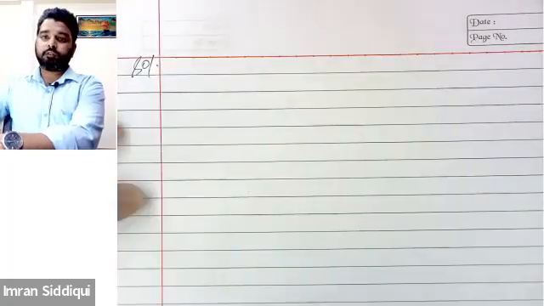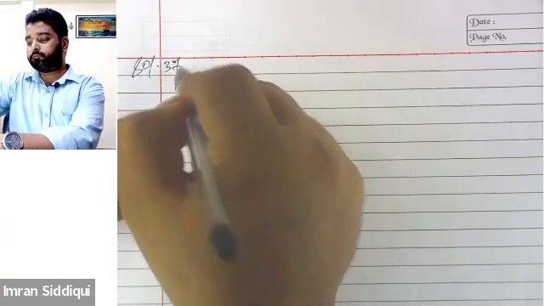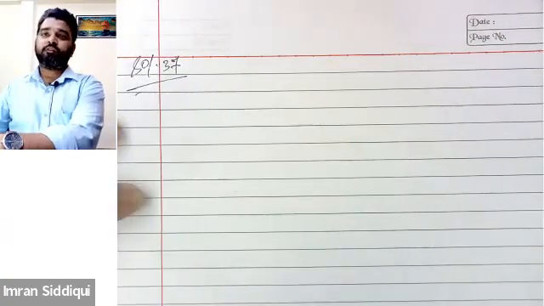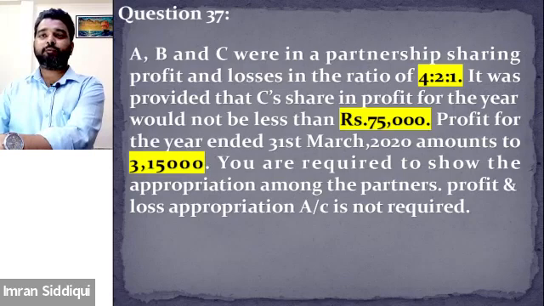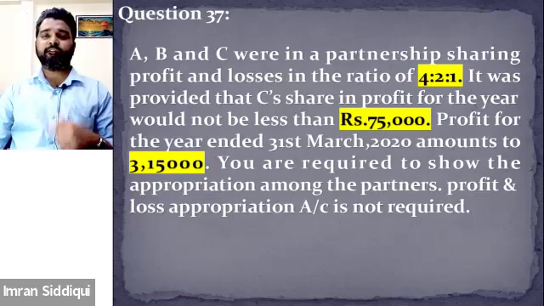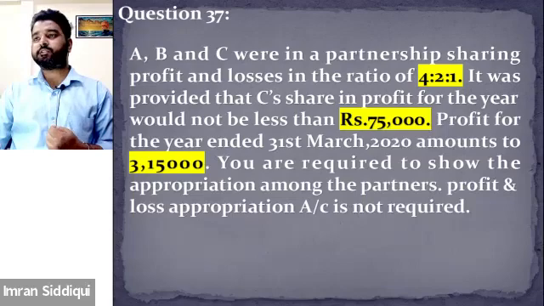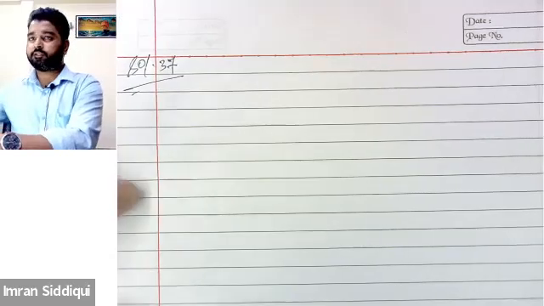Solution to question number 37. The first thing that we need to do is to distribute the profit which is given in the question. So 3,15,000 is the amount of profit given in the question. First of all, we need to show the distribution of the profit. Then we will find out the deficiency, and then we will decide how to make up for such deficiency. Who will be contributing towards the deficiency?